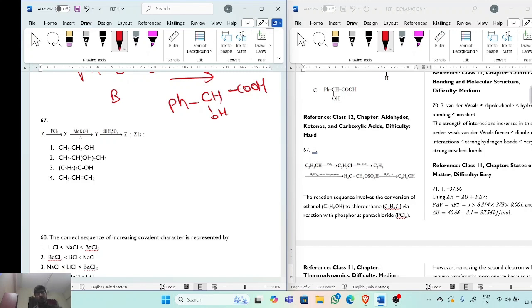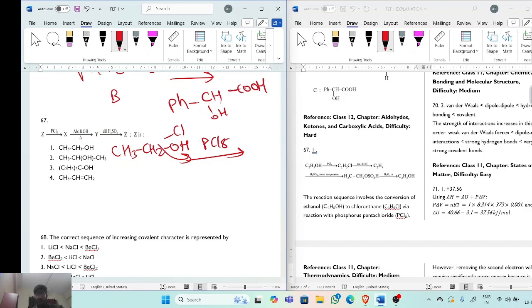There are many ways to solve these types of questions. You can solve by backtracking, or you can solve by using the options as well. Let me show you option by option. First we are taking CH3CH2OH, which means ethanol. When we react it with PCl5, the OH group will be removed and the Cl group will be attached on this carbon.